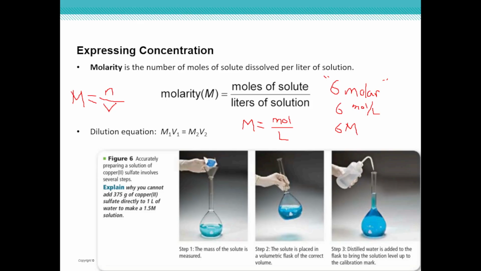500 times 2 is 1,000, divided by 6 is 166.67. Rounding the answer, I would need 167 milliliters of this 6 molar solution diluted down to 500 milliliters to get my desired 2 molar solution.